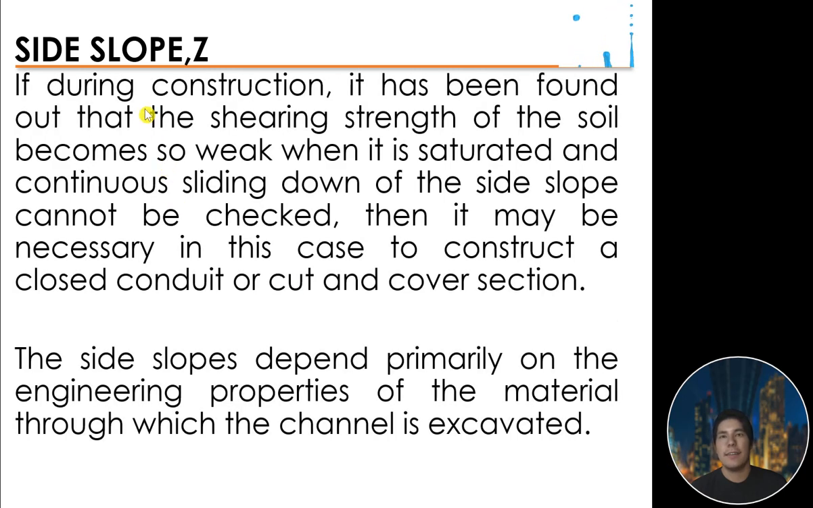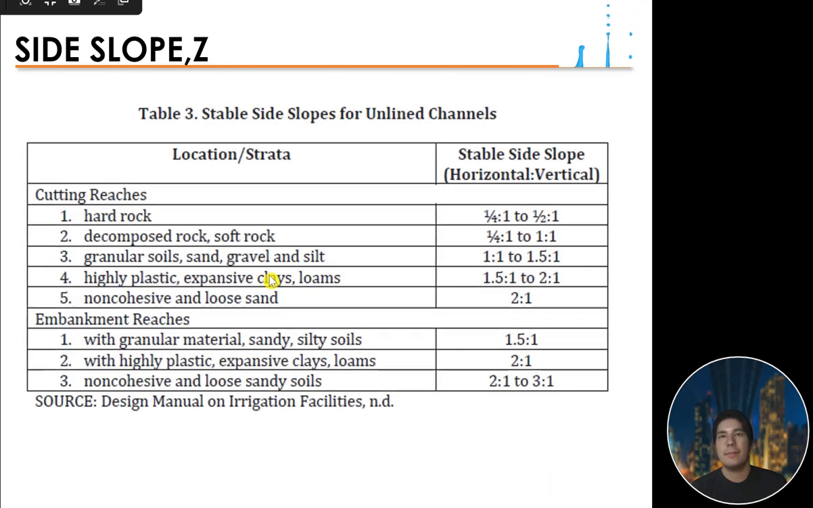Okay, so if during construction it has been found out that the shearing strength of the soil becomes so weak when it is saturated and continuous sliding down of the side slope cannot be checked, then it may be necessary in this case to construct a closed conduit or cut and cover section. So the side slope depends primarily on the engineering properties of the materials through which the channel is excavated. So it is easy to understand.